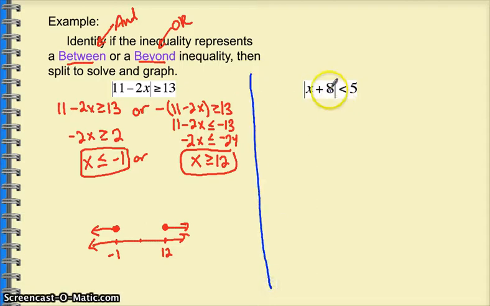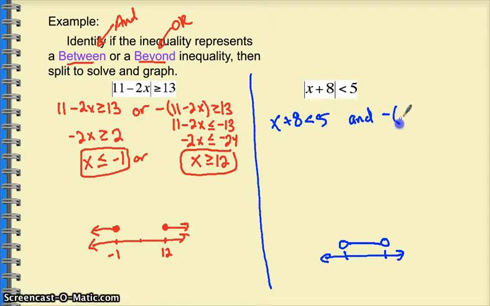Taking a look at our second example, your absolute value is less than, which means it's going to be an and equation. So immediately I'm going to write and. If you really want to, you can also go draw your graph. Again, between your two numbers. No equal sign means there's going to be a couple of open circles, and my graph should come out in between. So x plus 8 is less than 5. Or negative x plus 8 could also have been less than 5.